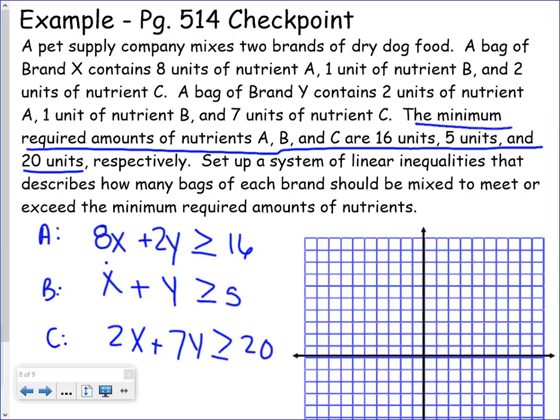Now there would be 1 other or 2 other inequalities that I would add, and we're going to talk about this tomorrow when we do linear programming. In a real-world situation, we should add that. Can you buy less than 1 bag of brand X? No. So X would be greater than or equal to 0, and Y would also be greater than or equal to 0.